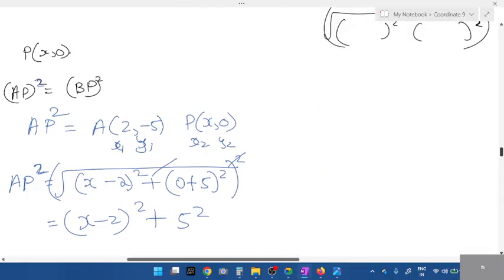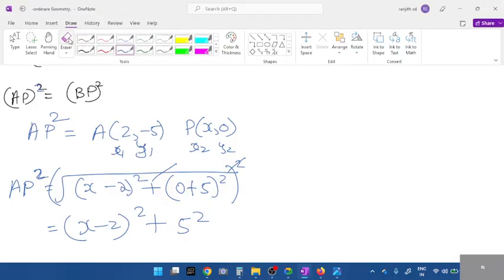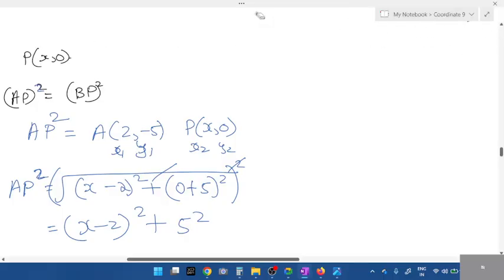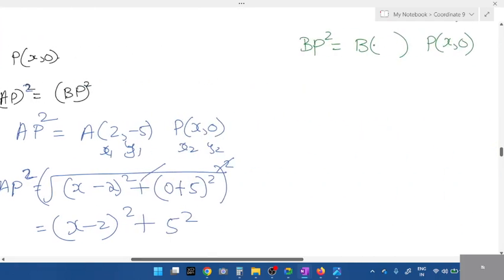According to formula, which one? We need to find BP, right? We need to find BP square. Yeah, look here, BP square. What is B value, students? Minus 2 comma 9. Okay, what is BP square?